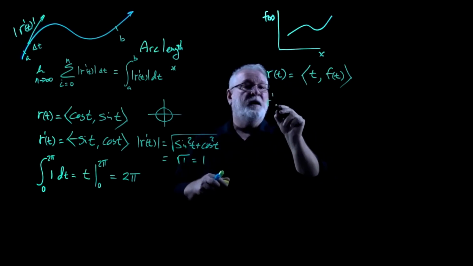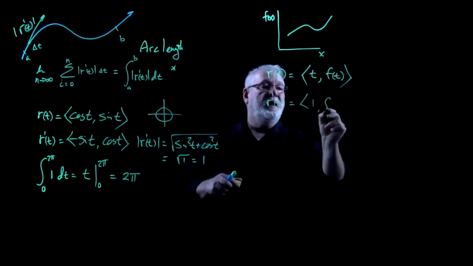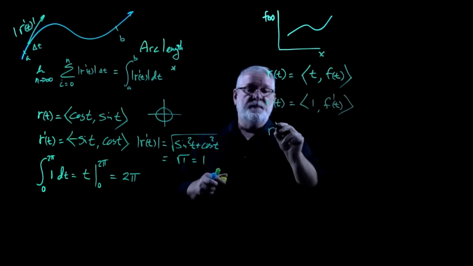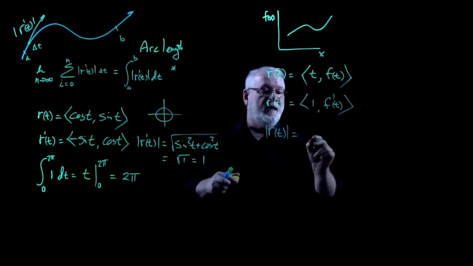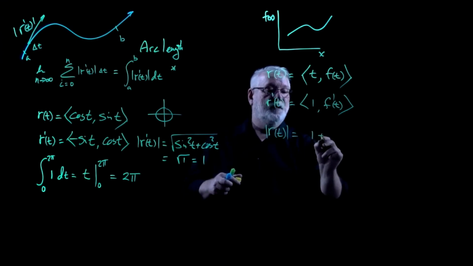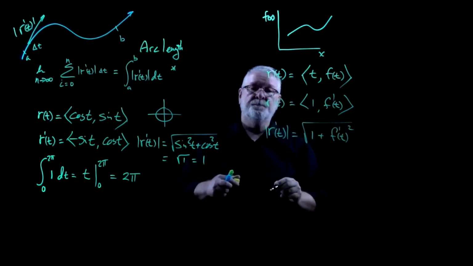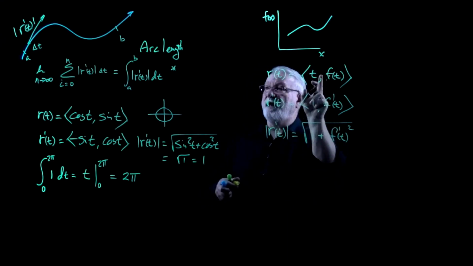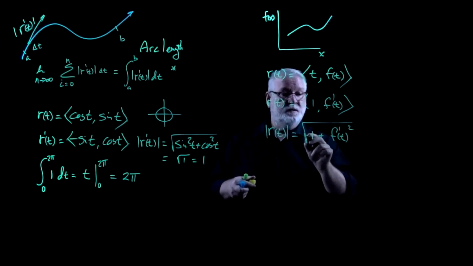I need r prime of t, and in this case that would be 1 and f prime of t. And then I would need to find the magnitude of r prime of t. And of course, the magnitude is its x component squared plus its y component squared, and that whole thing under the radical. And then in order to find arc length, I need to take the integral between the endpoints of that magnitude dt.